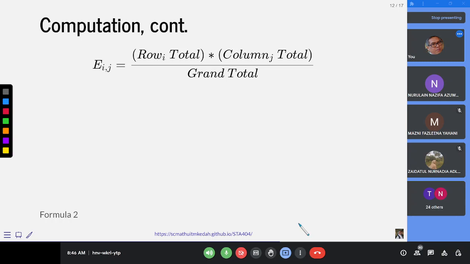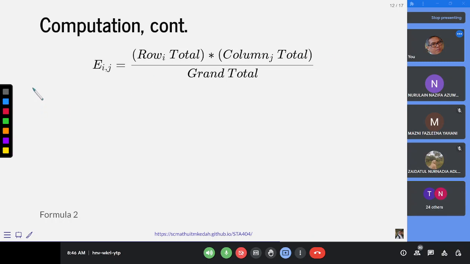Okay, to find the expected value, what you need to do is to use the grand total value and also the row total and column total. Okay, so the E_ij is found by taking row i total times the column j total divided by the grand total. So grand total tu yang mana?